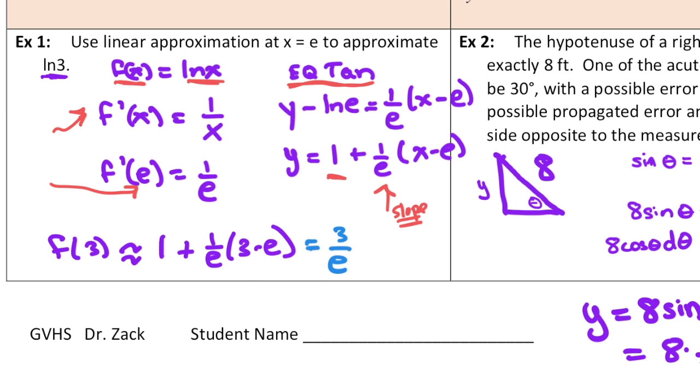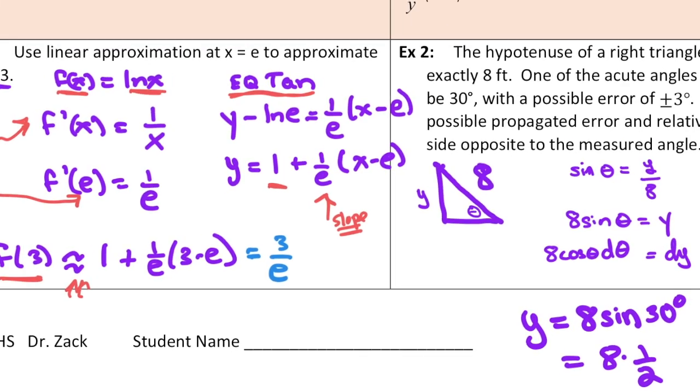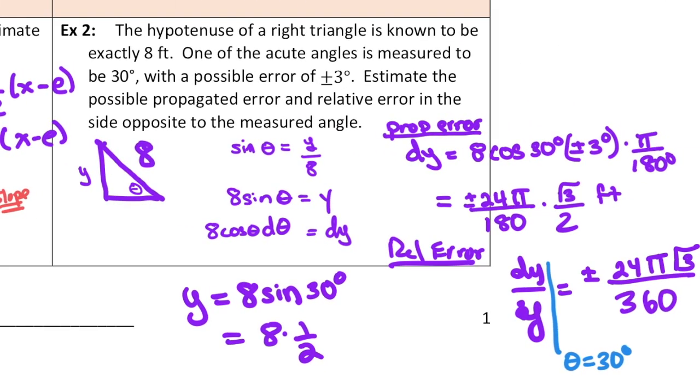Once you have the equation of the tangent line, you are ready to approximate the value f at 3. Use your approximation symbols and simplify to get 3 over e. So your answer is close to 1. The natural log of 3 is close to 1.